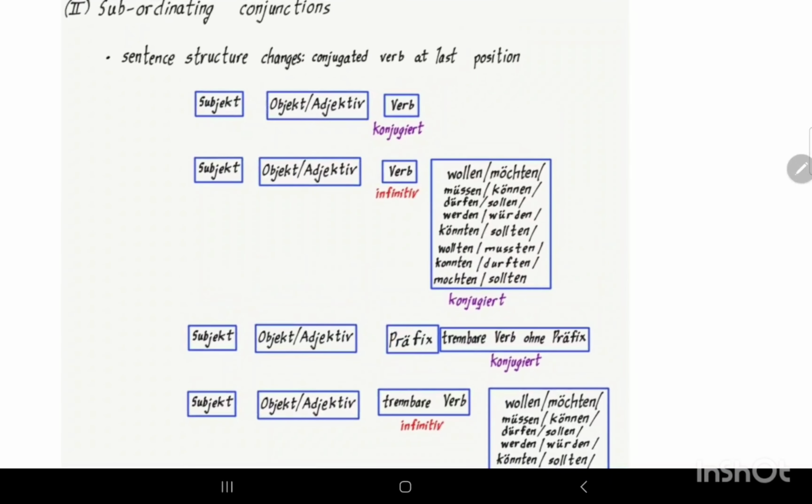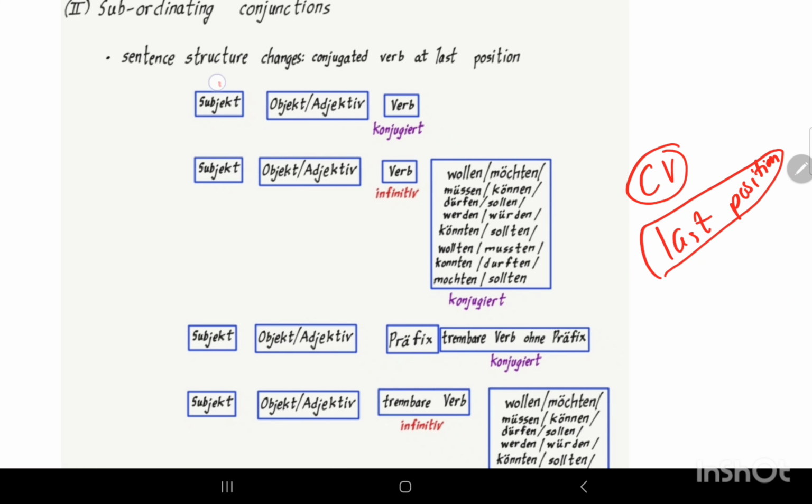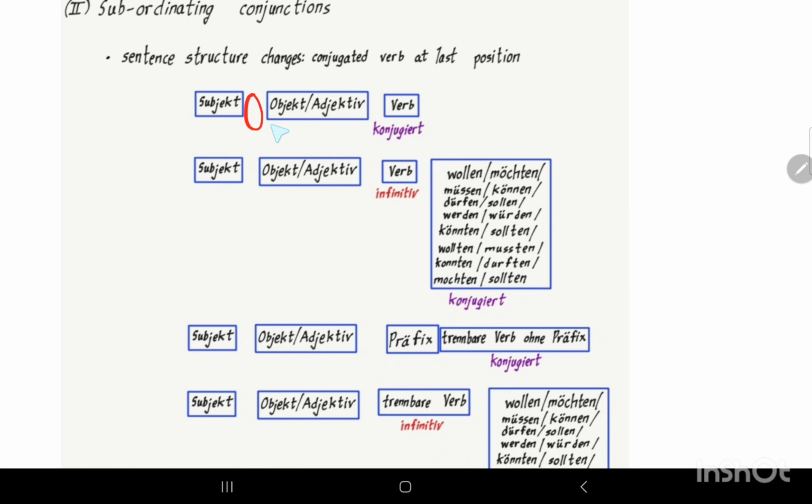So what is the sentence structure over here? Just remember this thing: the conjugated verb gets pushed to the last position. If you remember this, that's it. Nothing else you have to remember, right? Normally you have the subject, then the conjugated verb, and then the object or the adjective. Here, the verb which was supposed to be here has been pushed to the last position, right?